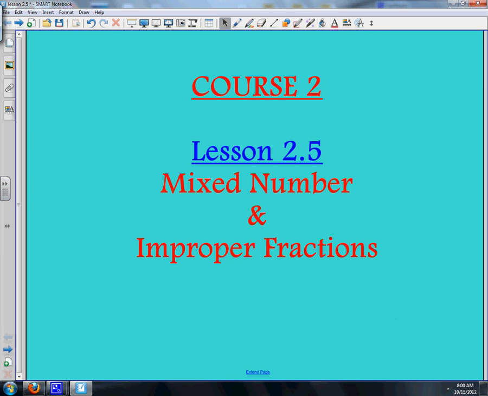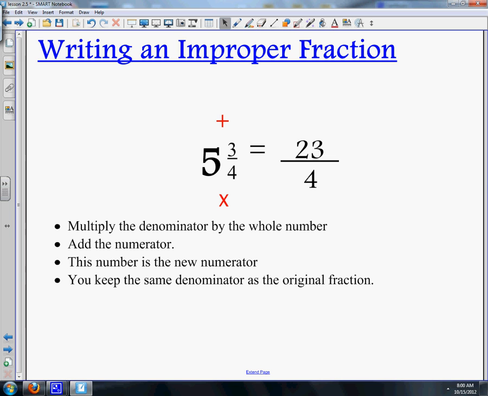Hey guys, this is Course 2, Lesson 2.5. So take out your notebooks, write down Lesson 2.5, mixed number and improper fractions. All right, so first, writing an improper fraction. So write this down in your notes and then put a plus sign here and a times sign here.